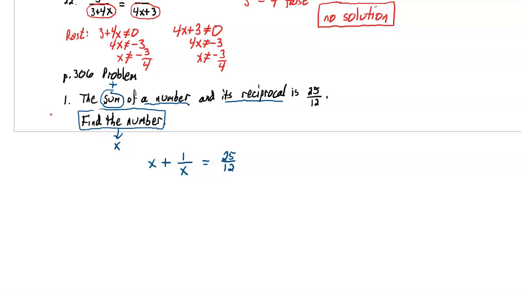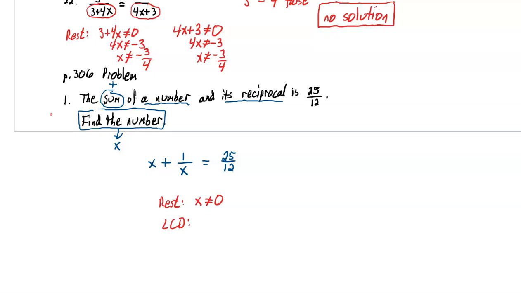Notice that this creates an equation that has a variable in the bottom. So there's going to be a restriction. The denominator cannot be equal to 0. This is not a proportion because it has two ratios on the left side. So our method is going to be to multiply everything by the LCD.